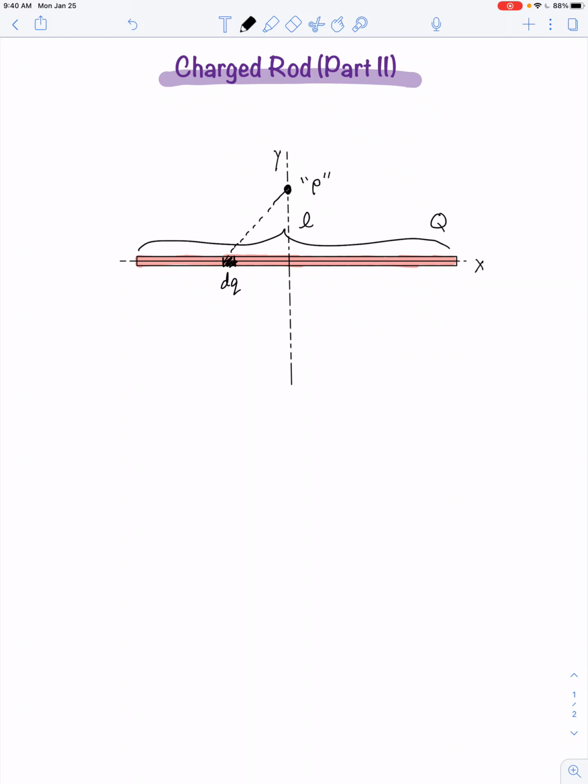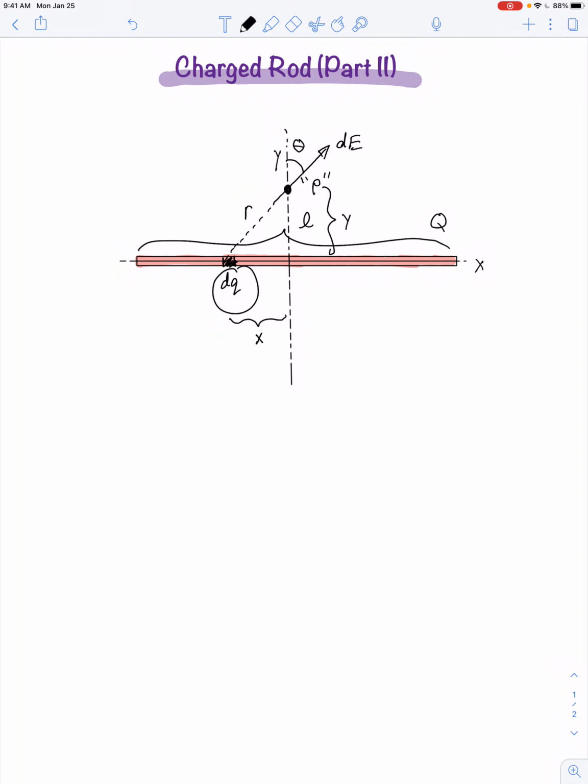There's going to be some contribution to whatever the total electric field is at point P. There's a small contribution to that total field, dE, that points in this direction due to the charge dq that we've indicated. The distance from the charge dq to the point in question is lowercase r. Then we can define a couple other variables, x, y, and let's also define an angle theta between the electric field component vector and the y-axis.